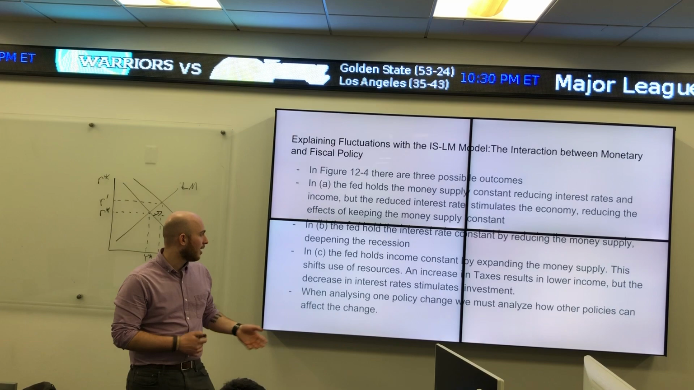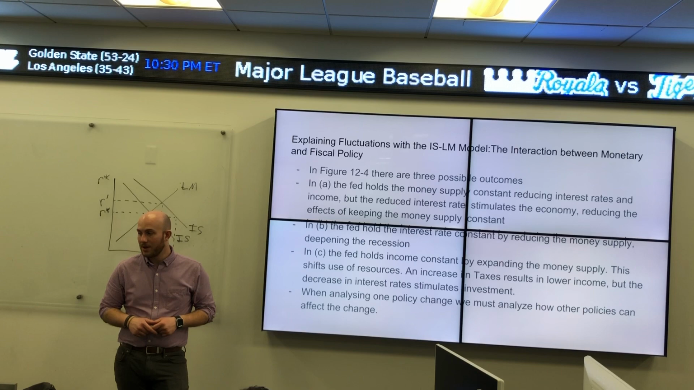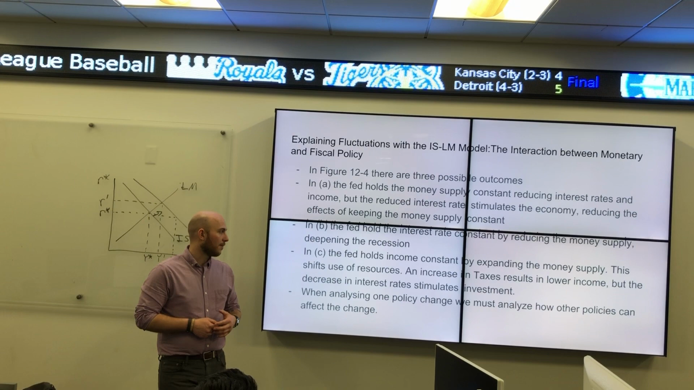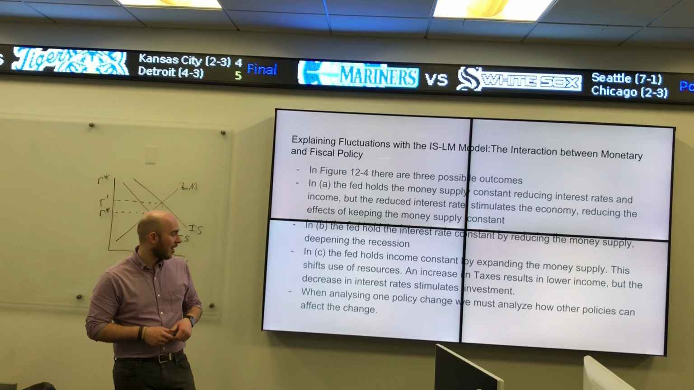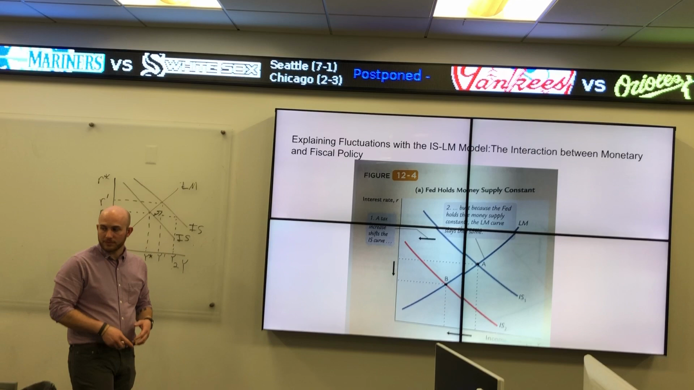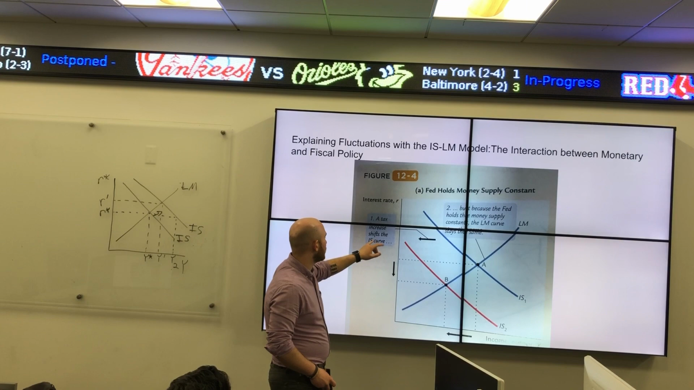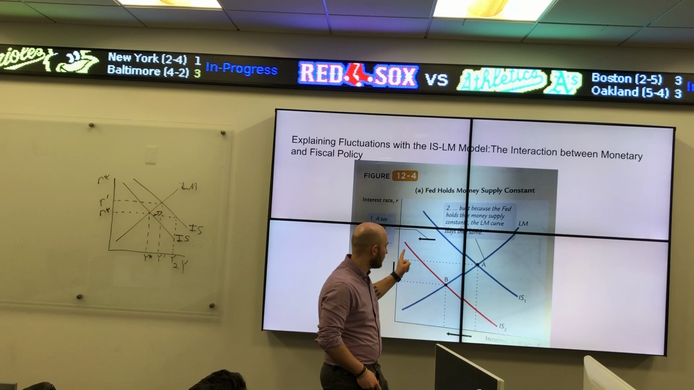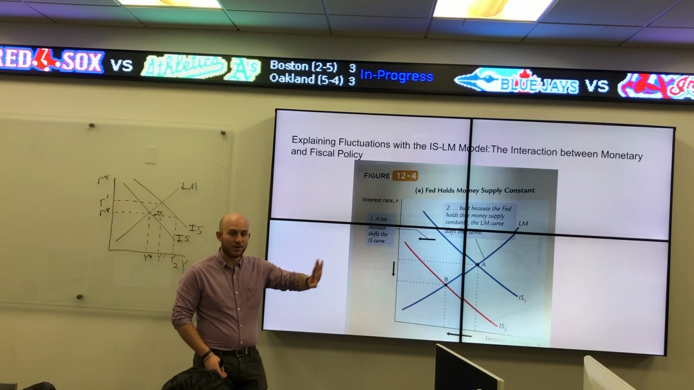An increase in taxes results in lower income, but the decrease in interest rate stimulates investment. When analyzing one policy change, we must analyze how other policies can affect the change. This just makes sense, right? So here we have all these different things that happen. A tax increase shifts the IS curve, so we go from investment saving curve one to investment saving curve two. But the Fed did not change the money supply, so interest rates fall and incomes will fall.